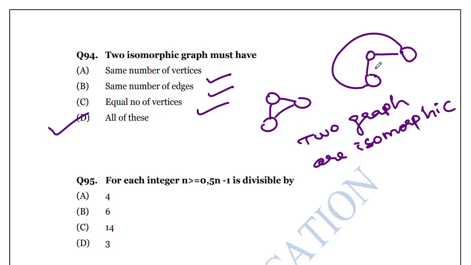Because the number of vertices is the same and the number of edges is also the same, with an equal number of vertices, the cycle length is also the same.